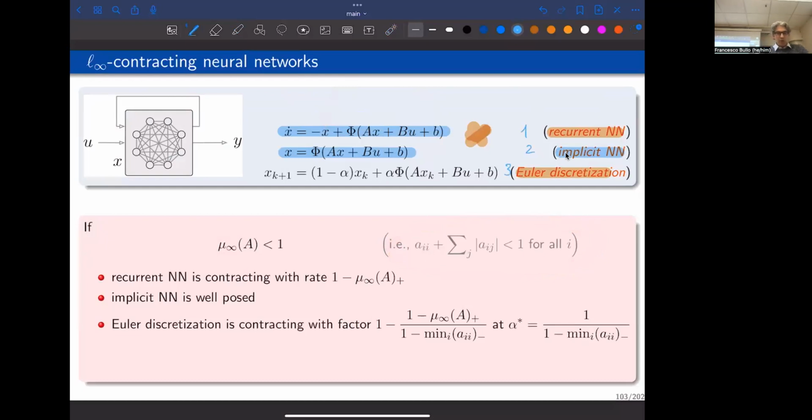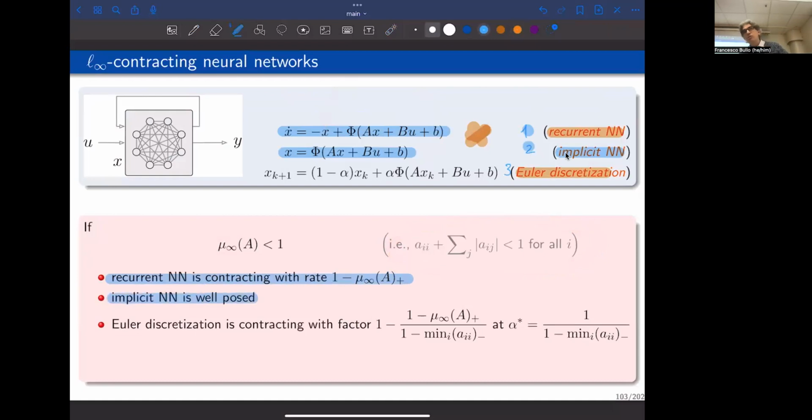What do you know about equation 1? Well, you know about equation 1 that the recurrent neural network is strongly infinitesimally contracting with the given rate with respect to the infinity norm. What do you know about the second part there, right? The second, you know that the implicit neural network is well posed.